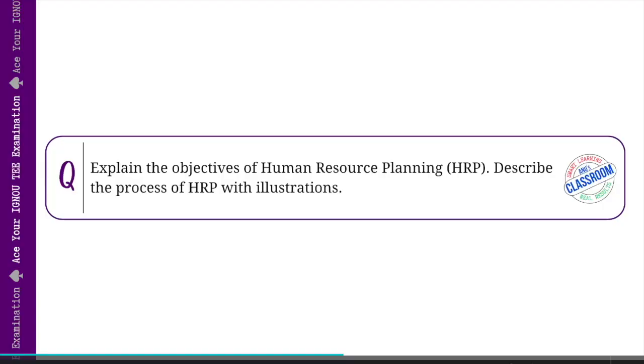The whole process of HRP has 6 steps. First step is to analyze organizational plans. Look at the business goals, look at the market trends as well as the technology changes. Second, forecast demand. Predict what kinds of employees and skills might be needed in the future. And third, forecast the supply. Check your current workforce. Check who might stay, who might retire, who might switch soon, what skills you already have.